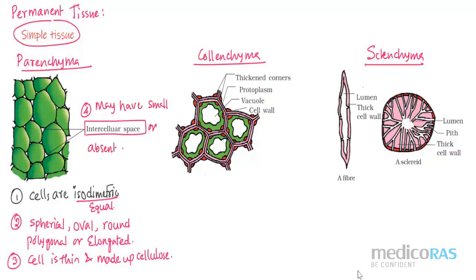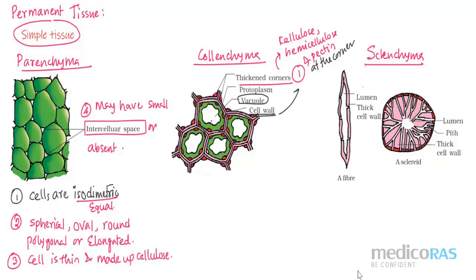Under the collenchyma, we can see the structure. It has thick corners, and this thickness is because of deposition of cellulose, hemicellulose and pectin. So you can see here so many depositions at the corners of this kind of cells. It has a vacuole at the center and the cell wall is very thick because of deposition of these chemicals. Therefore, it has no intercellular space. The other character is that its shape is oval, spherical and sometimes polygonal.